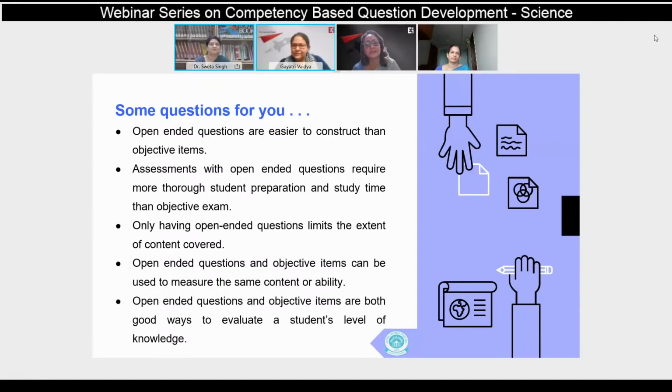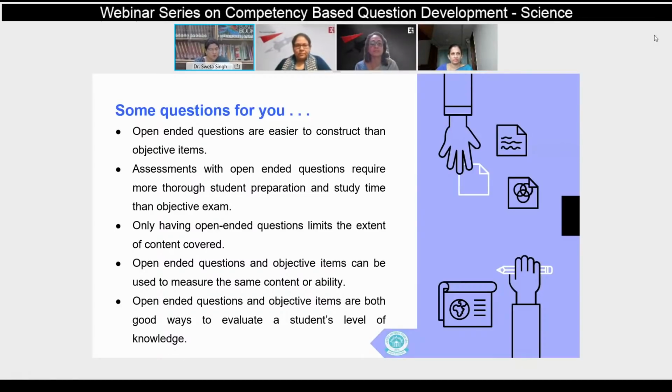So I think that's it. I believe that if we ensure that we have a balanced blueprint, we can address any concern. Whether it is an MCQ based paper or whether it has open-ended questions, if we try to balance the content areas, I think we can do a fair enough job.